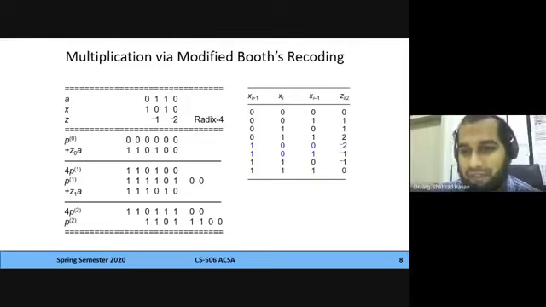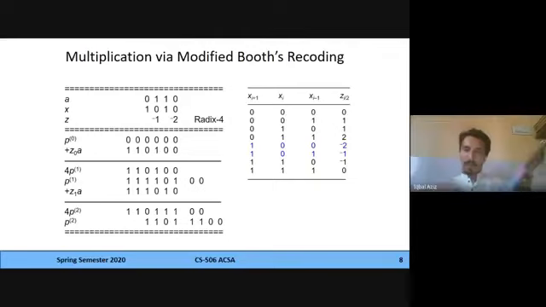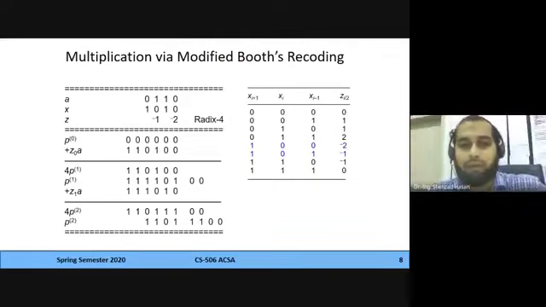Okay. So we were talking about multiplication using modified Booth algorithm. So I'm going to continue with that, right? Okay sir, continue.